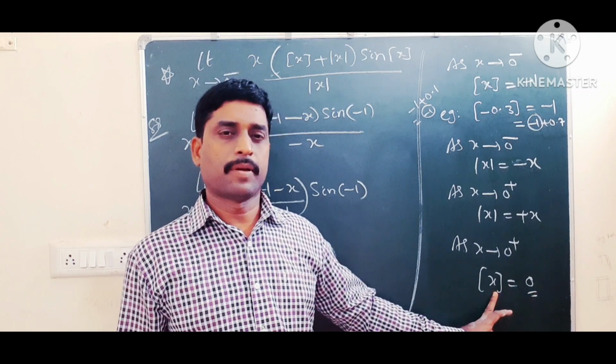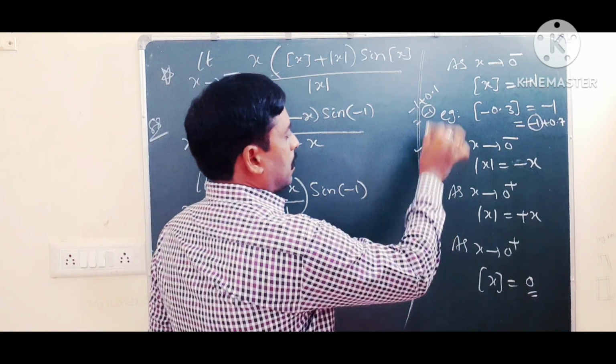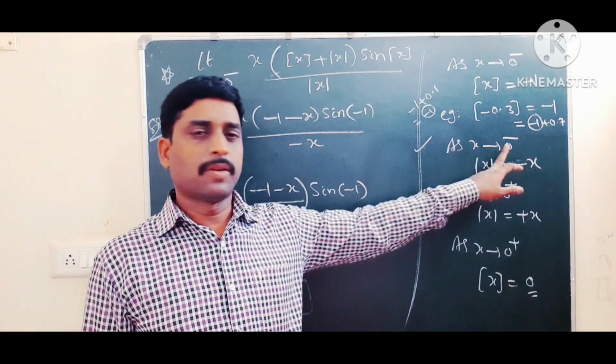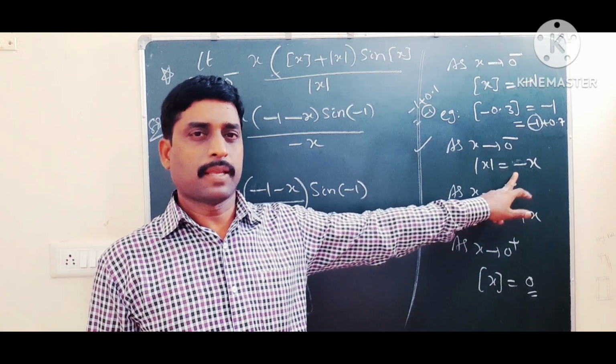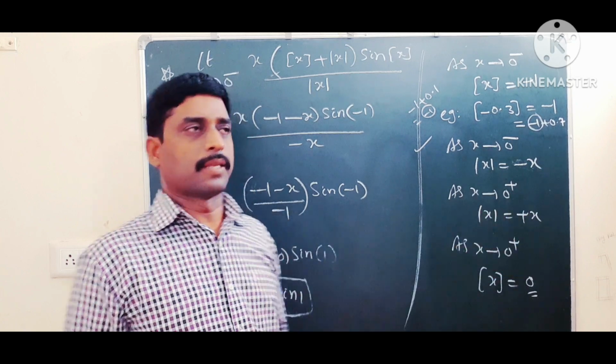The integral part of 0.8 is 0. Okay, now here is the definition of modulus of x: as x tends to 0 minus, modulus of x is minus x; as x tends to 0 plus, modulus of x is equal to plus x.